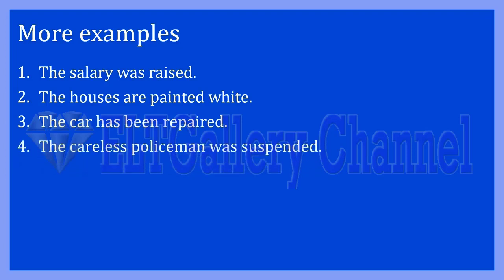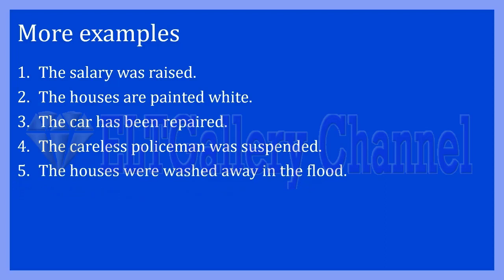The careless policeman was suspended. The be form is was because policeman is singular. And then we have the houses again: the houses were washed away in the flood. Washed away is the en form, and the be form is were. Here we use the past tense, and we have were because houses is plural.